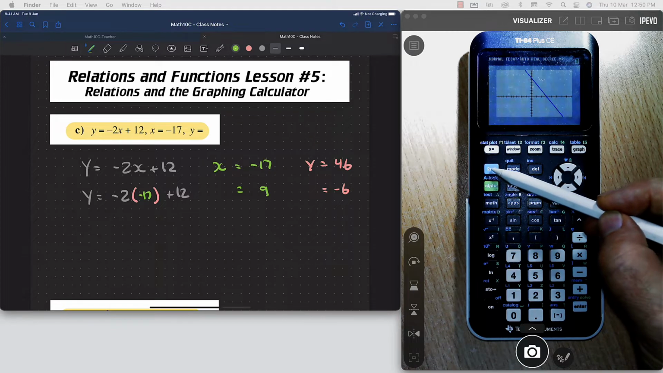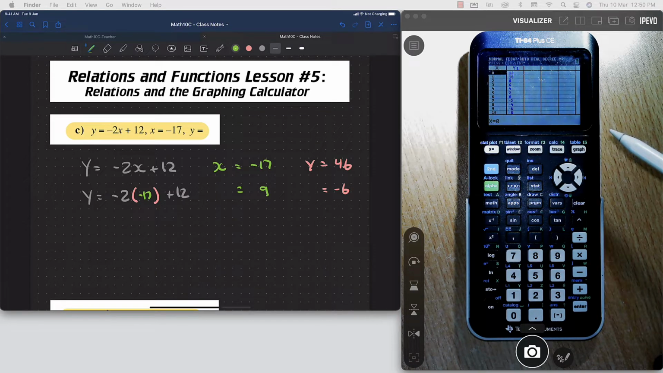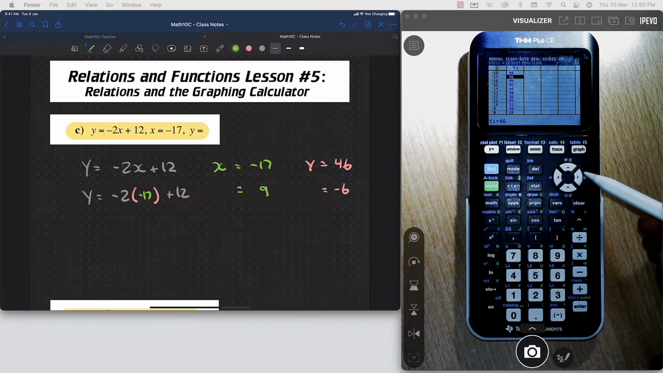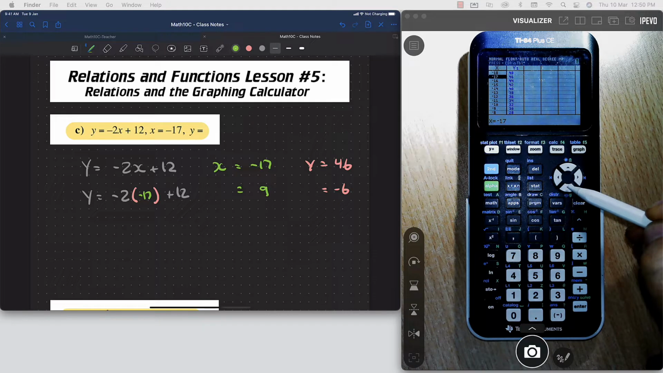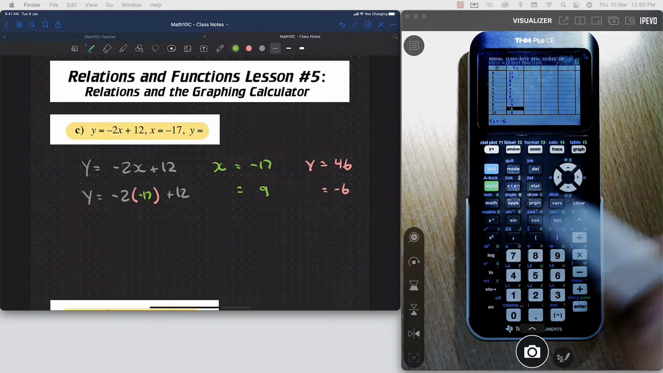The easiest one right now is if I go second, graph, it brings up a table. If I use the buttons and scroll all the way up to negative 17, you can see that at x equals negative 17, y is 46. The second one I put in was x equals 9. So we can scroll down to x equals 9, and in this case, y equals negative 6.